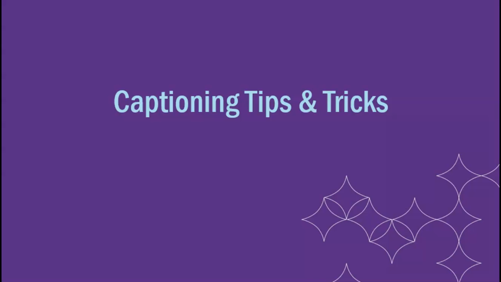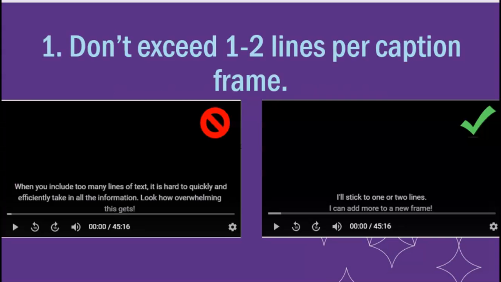And that's it! Now you have several tools at your disposal for captioning videos. To close, I'll leave you with some tips and tricks about the best way to format your captions if you edit or type them yourself. In general, please don't exceed 1 to 2 lines per caption frame. Smaller chunks are easier to follow.